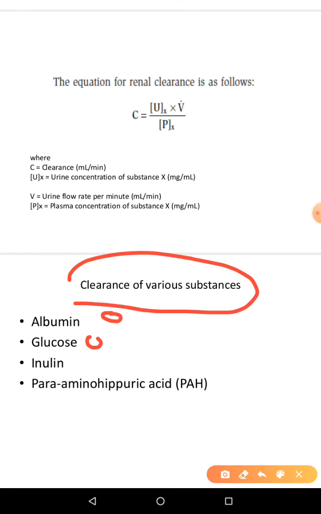But in people with diabetes mellitus, because one of the characteristic features of diabetes is hyperglycemia, you find that there is a presence of glucose in urine. But in a normal healthy person, the renal clearance of glucose is 0. Why is it 0? Because glucose is filtered but it is completely reabsorbed into the bloodstream in the proximal convoluted tubules.